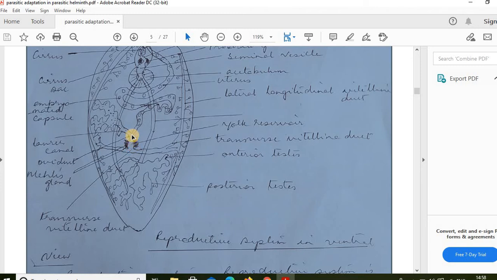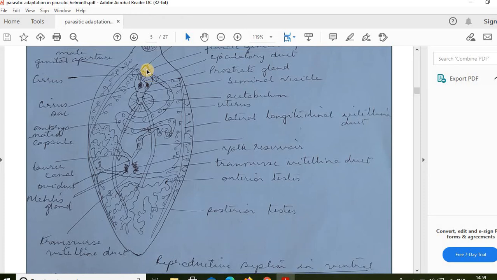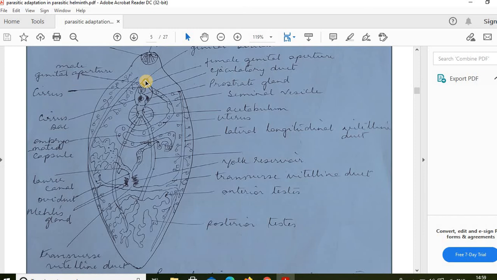Okay, so this median white line duct connects to the uterus. The uterus is white and convoluted, containing the fertilized shell egg, or capsule. Then the uterus opens by the female aperture into the common genital atrium. See, it opens into the female genital aperture and then into the genital atrium.